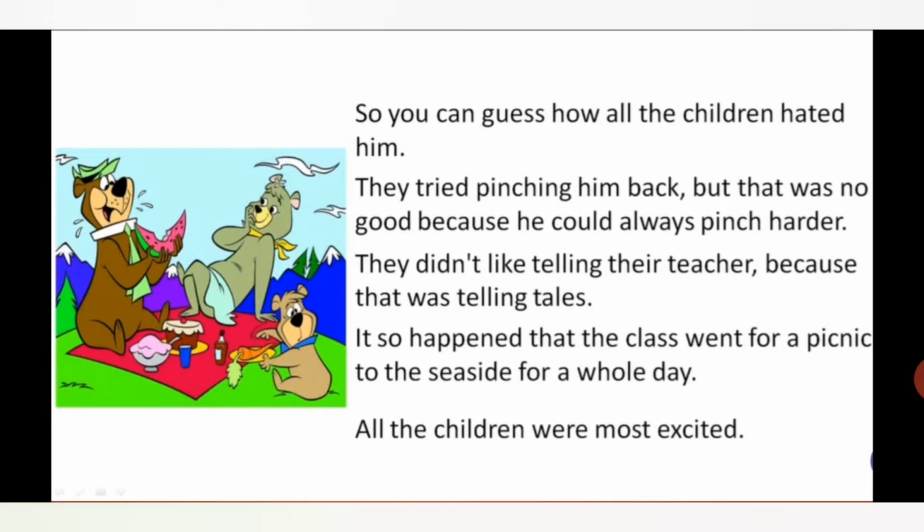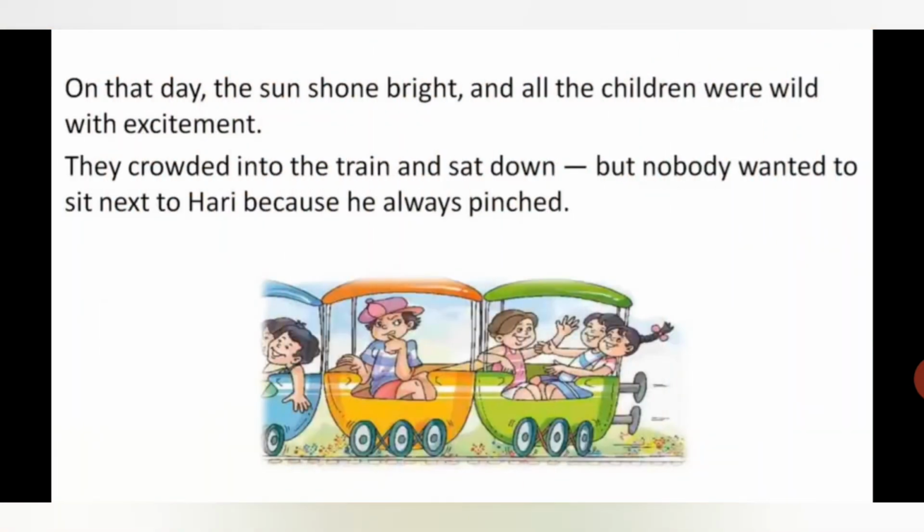So what happened one day? The whole class went for a picnic to the seaside for a whole day. Seaside means the area around the sea. I showed you the picture. All the children were most excited. On that day, the sun shone bright, and all the children were wild with excitement. They crowded into the train and sat down, but nobody wanted to sit next to Hari because he always pinched.